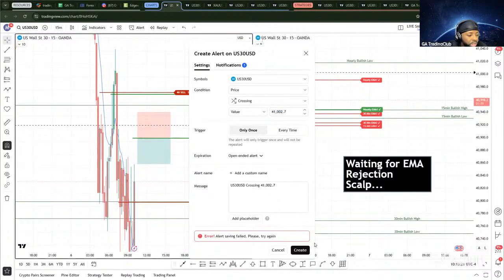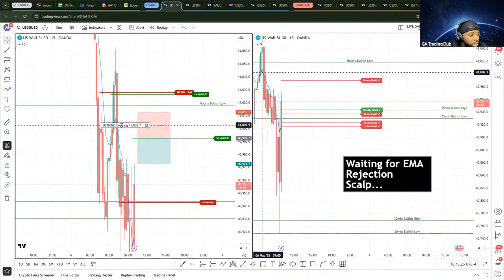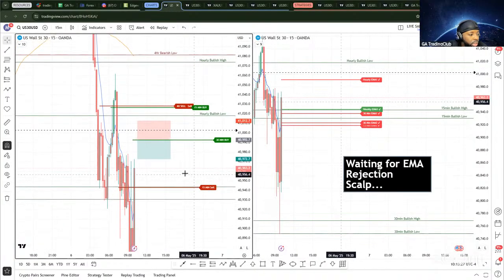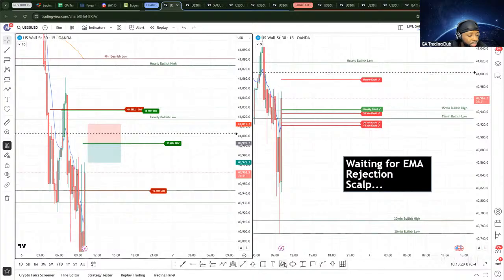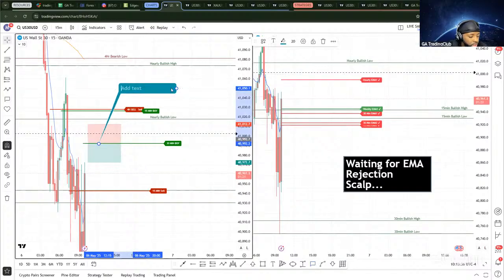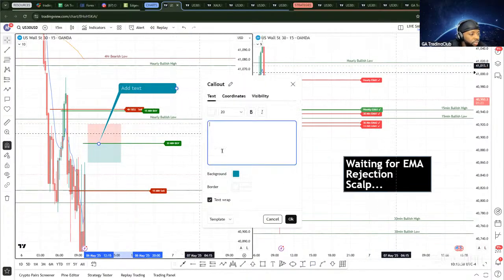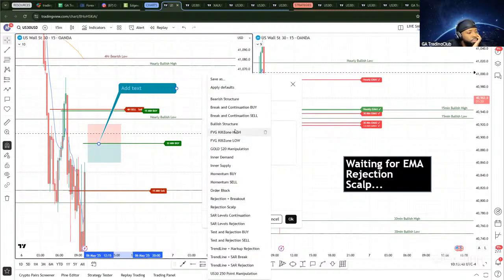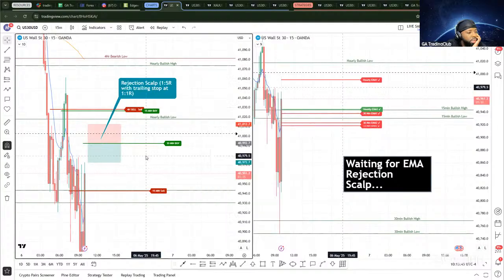So we want to see a spike in price. So the possible sell entry here. Rejection scalp.